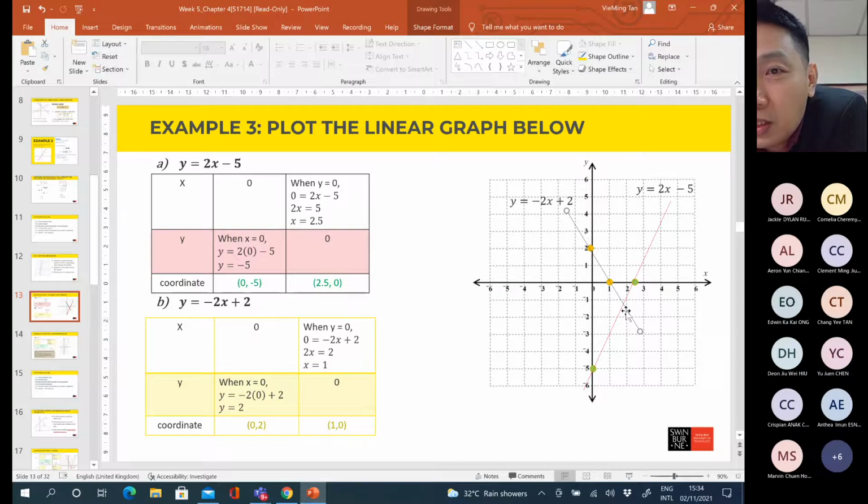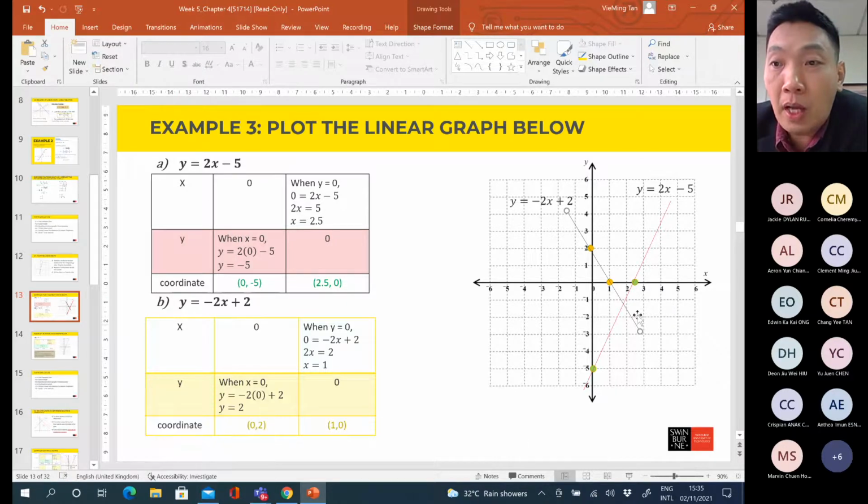Okay, so you may find that these two lines intersect at this point. We can call this point the equilibrium point, or the meeting point. These two lines meet here. So that means at this point, these two equations will have the same x and y value. The x and y value for both equations will be the same. That's the meaning.